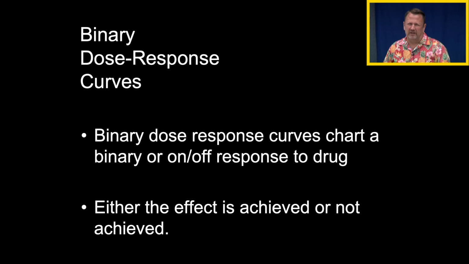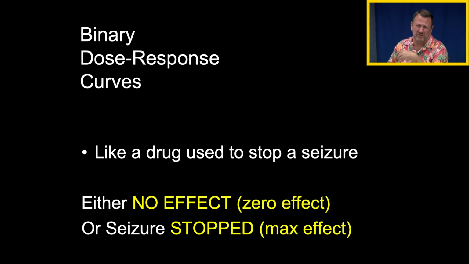You might see binary curves. The binary curve means the effect is achieved or not. So not everything fits this agonist dose response curve.